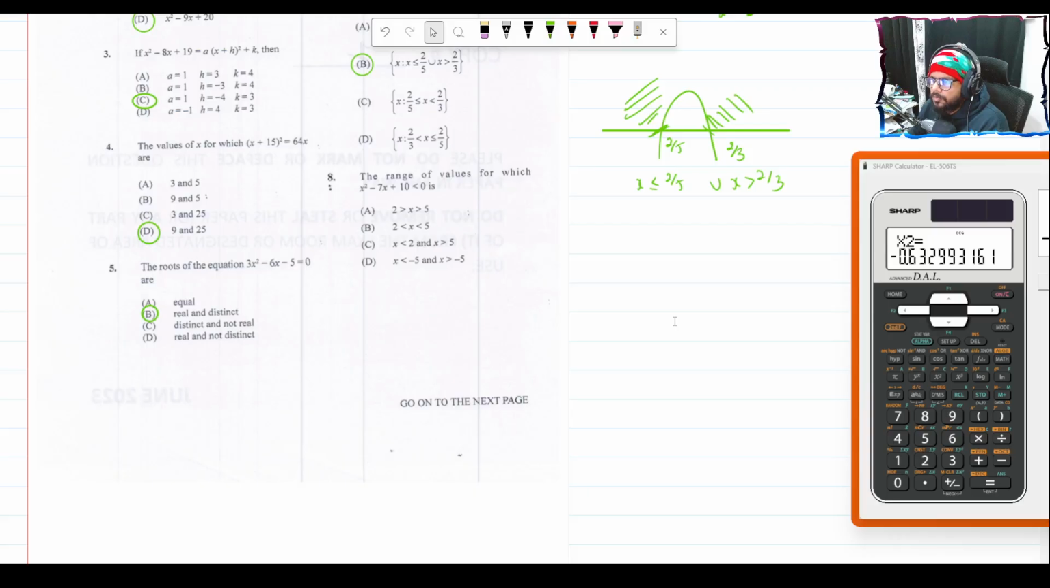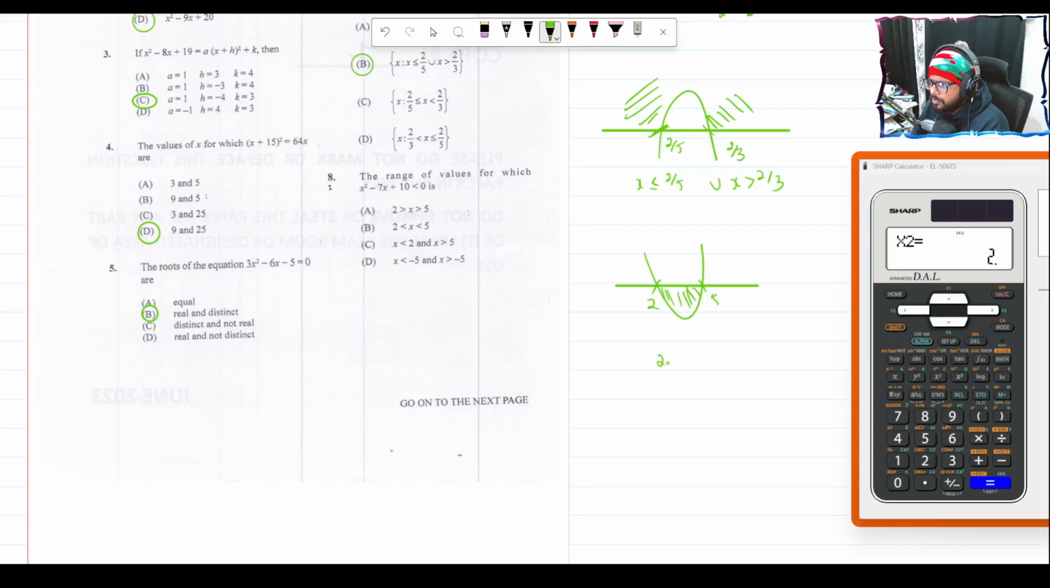The range of values for which this is less than 0, just go ahead and solve. I believe this one was one of the two underneath. We still had the quadratic on the calculator. 1, minus 7, and 10. 5 and 2. So this is a positive x squared. We have 2 and we have 5.